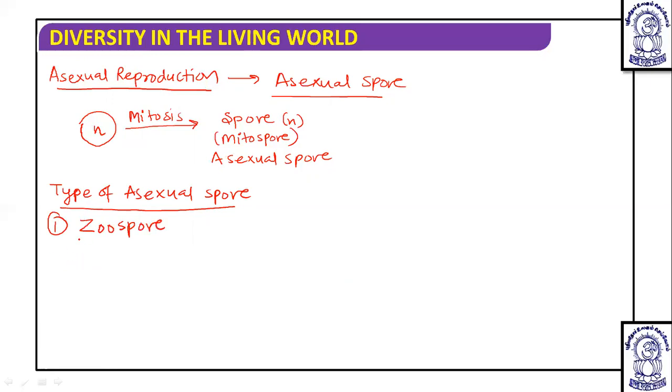Now, when we talk about the zoospore, this spore is important as the cell wall is absent. So this particular spore is wall-less, and if it is wall-less, then we can say it is a naked spore. But this naked spore is formed in favorable condition.